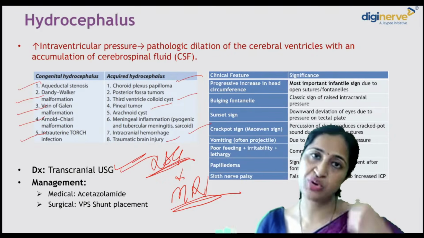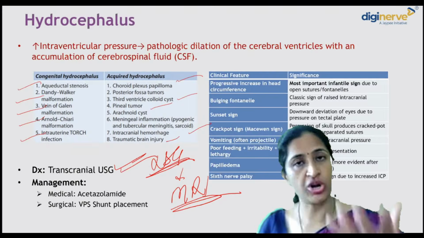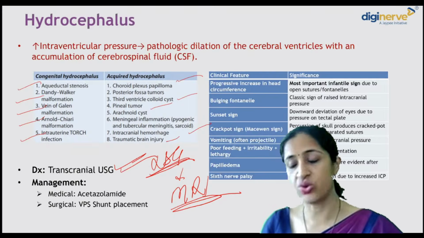Communicating hydrocephalus, put a VP shunt, and if it is because of a choroid plexus issue, you can give acetazolamide.